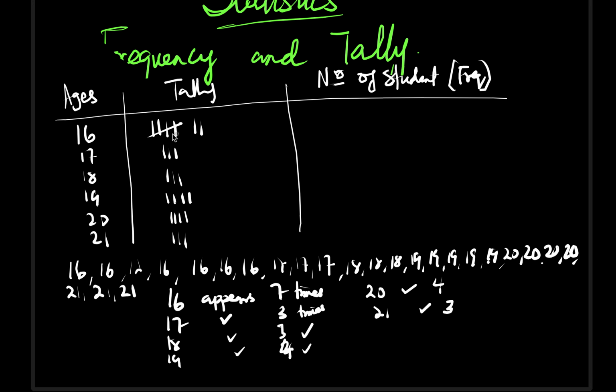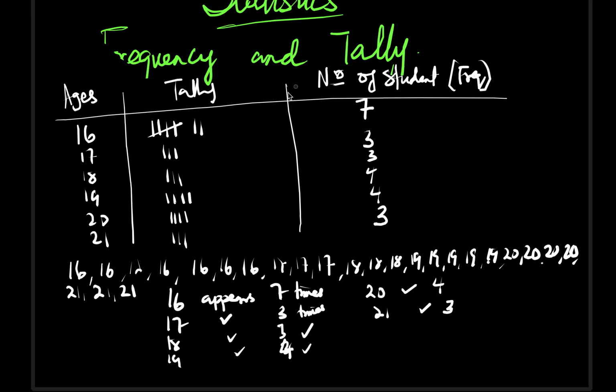So the outcome of this one is 7. That's the frequency. 16 appears 7 times. The tally helps us. This one is 3. Tally helps us to get this really quick. This one is 3, this one is 4, this one is 4, and this one is 3. Now, if you count the total of these numbers, it should give you the number.